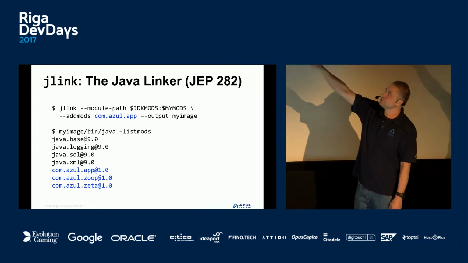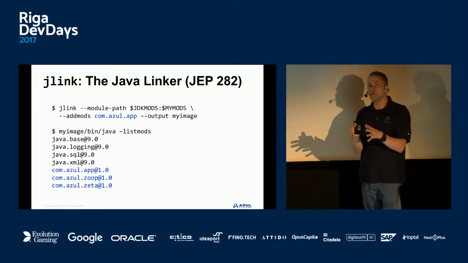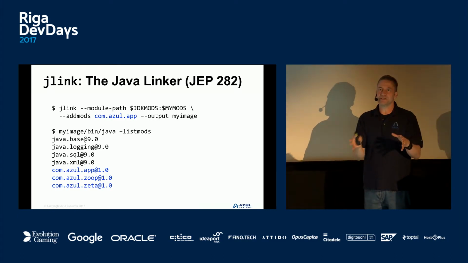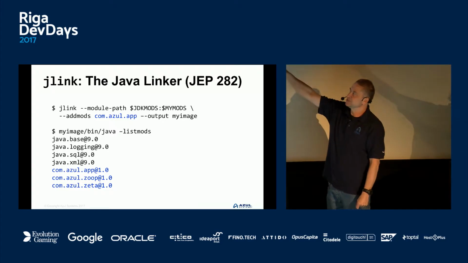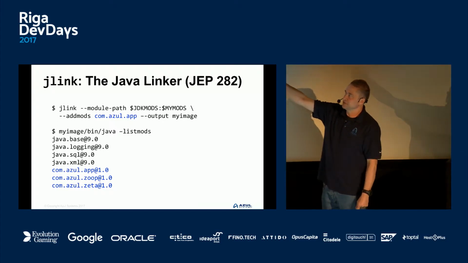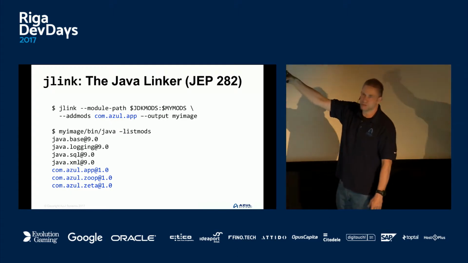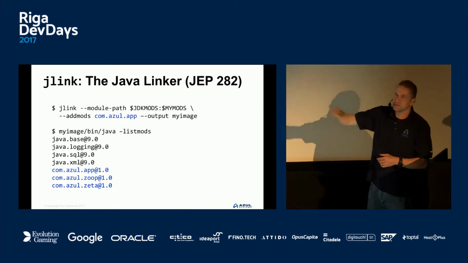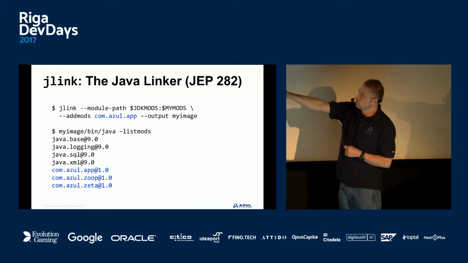If we say that we want to link that, all we have to do is provide the application itself, and the compiler will work out all of the dependencies from the modules that have been defined. When we list the modules, we see java.base, logging, SQL, XML, and then some app, Zoop, Zeta for the application. You'll also see some extra information there, which is @9.0, @1.0.